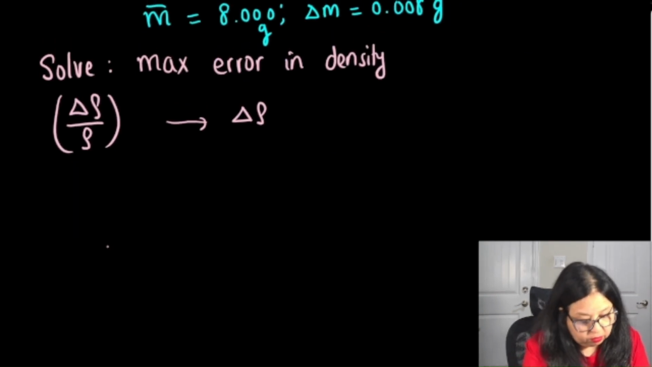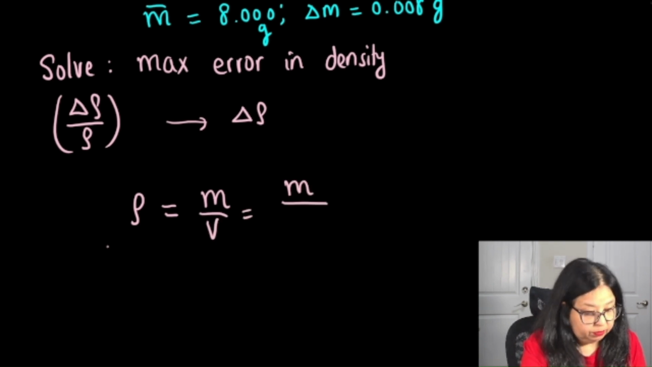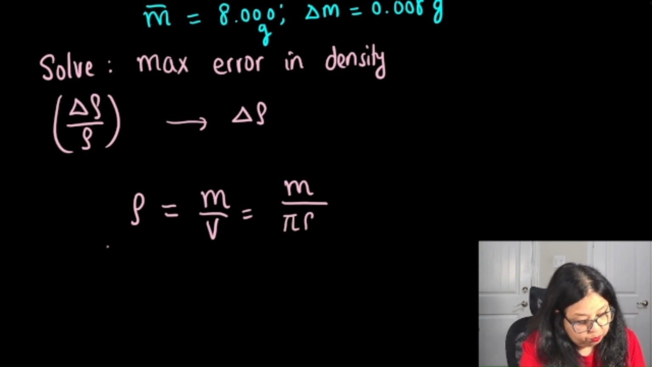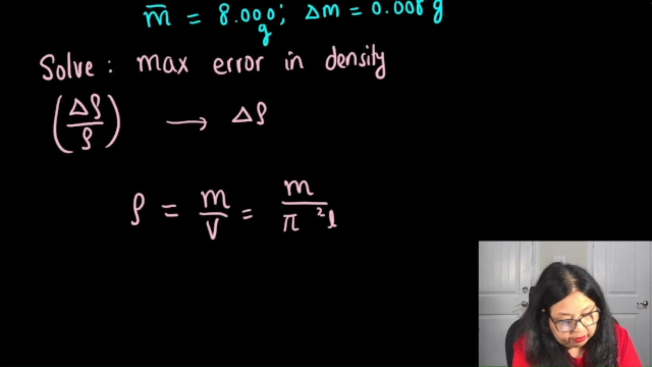To solve this, first we need to look at the formula for the density. It is volume density, mass per unit volume. This is the volume of a cylinder. Volume of a cylinder is pi r squared times the length. And we used lowercase r here.